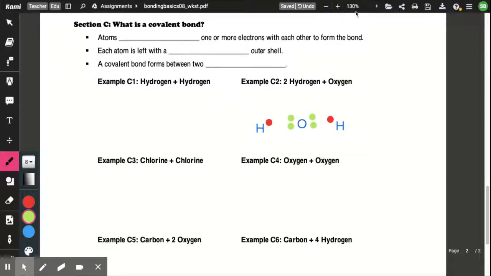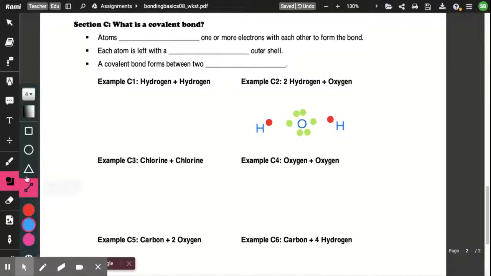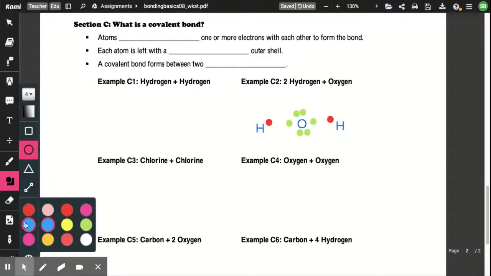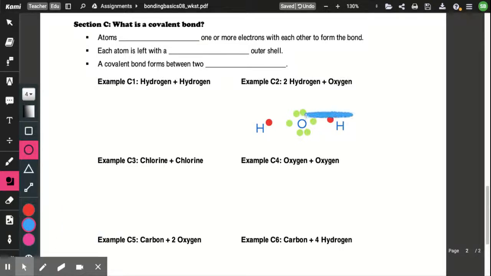Actually, I'm going to reposition that because each hydrogen only needs 1. So we're going to put 1 on each side and then 2 like this. So we have 6 electrons on oxygen, 1 on each hydrogen. We know this is a covalent bond, so they're sharing. So I'll draw a circle and make this transparent if I can. Yeah, that should be okay. I'll make it blue. This hydrogen needs to share.